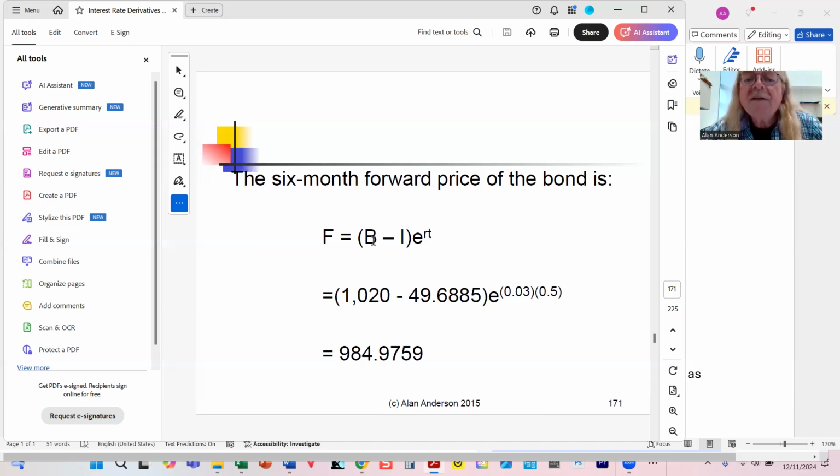So that tells me, based on this model, that I should expect to pay for delivery in 6 months for this bond 984.9759. And the reason why it's lower than 1,000 is because I'm not going to get the opportunity to collect the final coupon.